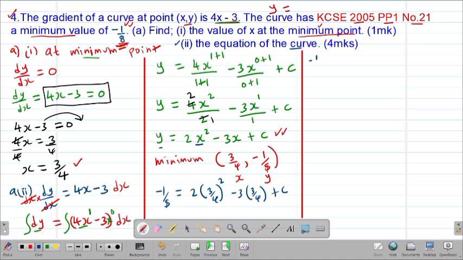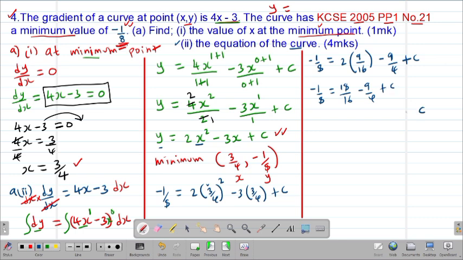So this will be negative 1 over 8, which is equal to 2 into 3 squared will give me 9. Then, of course, 4 squared, this is 16. I close the bracket. Then minus 3 by 3, I'll get 9, of course, over 4. Then plus c. So this will be negative 1 over 8 being equal to 2 by 9, that is 18 over 16 minus 9 over 4, then of course plus c.